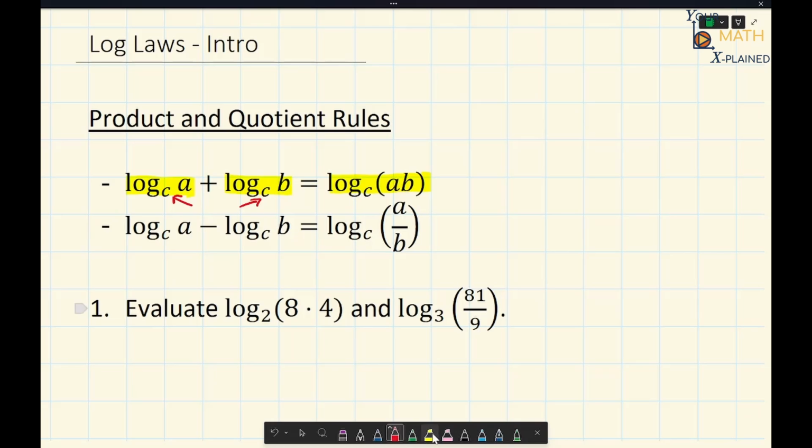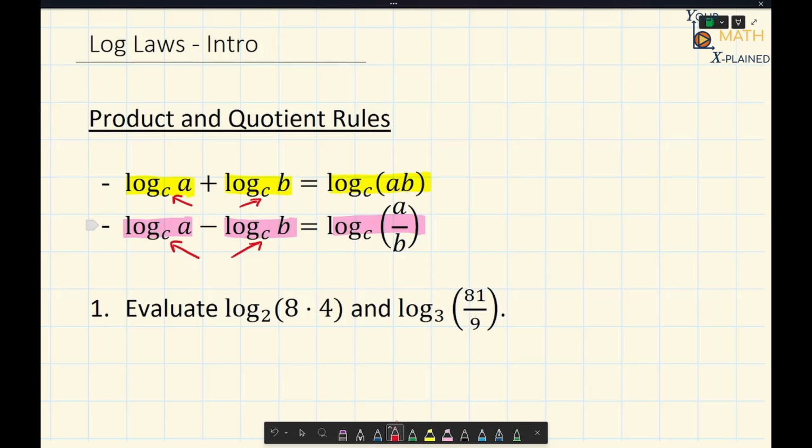The quotient rule is very similar, but instead of a plus, we have a minus. So we would have log base c of a minus log base c of b, and instead of multiplying them like the product rule, we end up getting log base c of a divided by b. And again, notice how we have to have the same base c. So this means if we have two logs with different bases, then we cannot combine them this way.